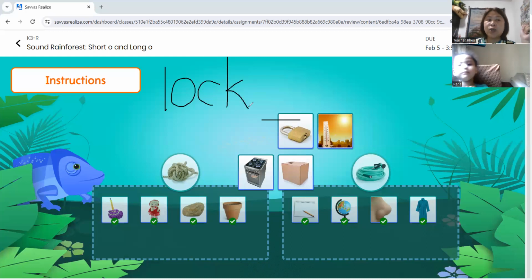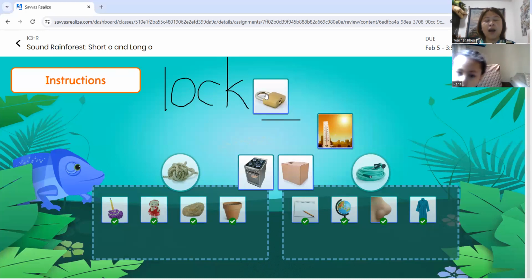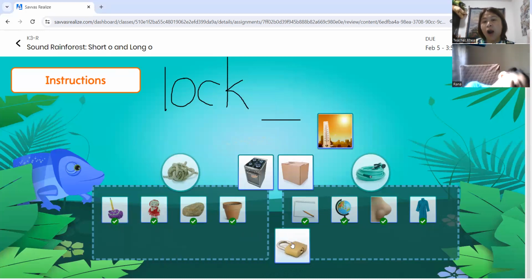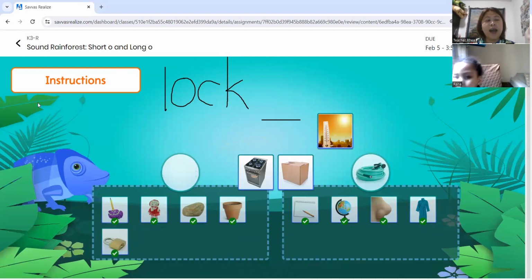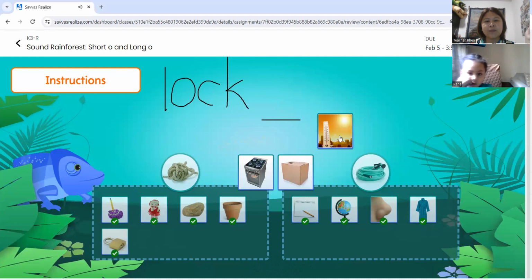So is it a short O or a long O? Short O. So where are we going to put lock? Under the knot or under the hose? Knot. Very good.